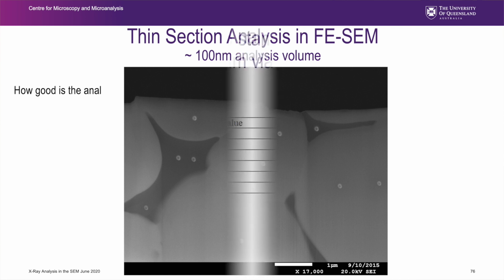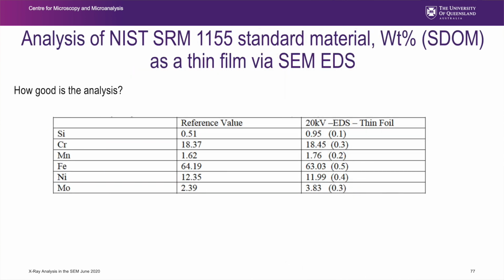How good is it, you ask? You only know how good something is by putting in a known material and measuring it as an unknown. Again, I used a NIST standard reference material, an 1155 stainless steel. Let's have a look at it. Chromium, the reference value is 18.37. When I did it experimentally, 20 kV EDS as a thin foil, I got 18.45 weight percent with an error of 0.3. That's very good. So, I mean, that's an excellent result for chrome.